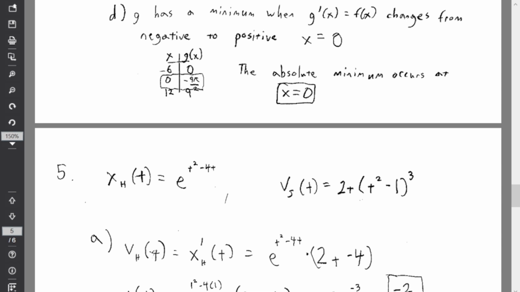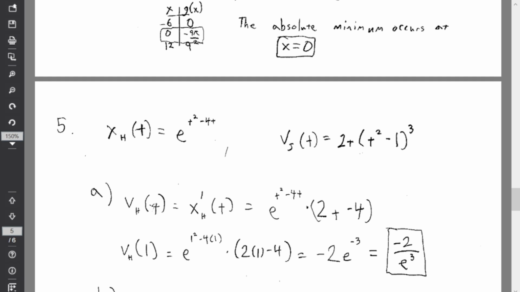So the derivative of the position of h is the derivative of e to the t squared minus 4t, which is e to the t squared minus 4t, and then we use our chain rule to multiply by the derivative of that inside part. So times the derivative of t squared minus 4t, which is 2t minus 4. And it asks us to plug in 1, and that gives us negative 2e to the negative third. That negative exponent is going to bring it down to the bottom. We get negative 2 over e cubed.